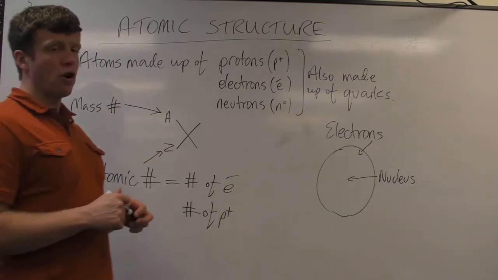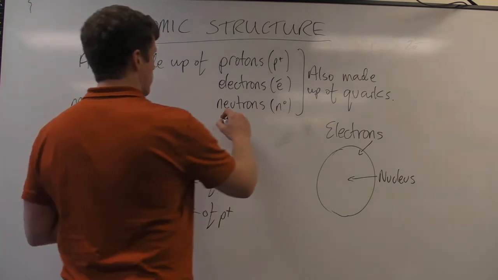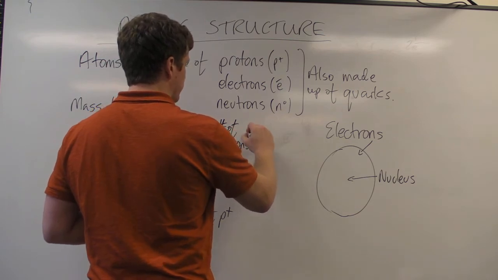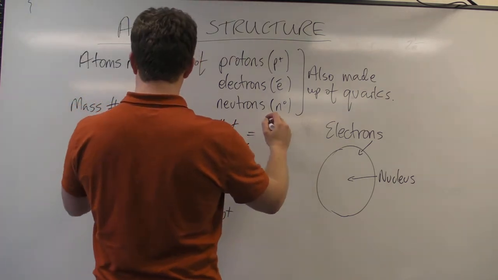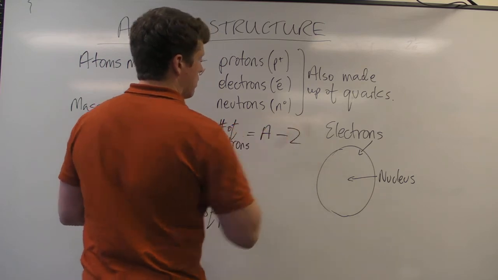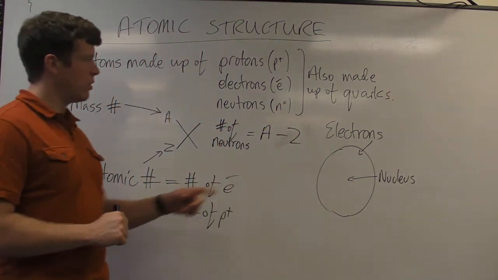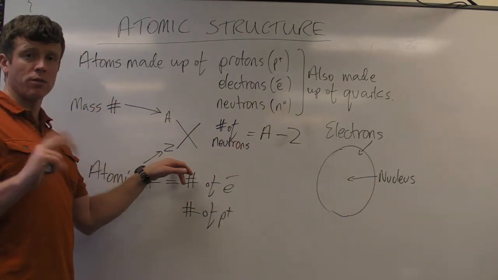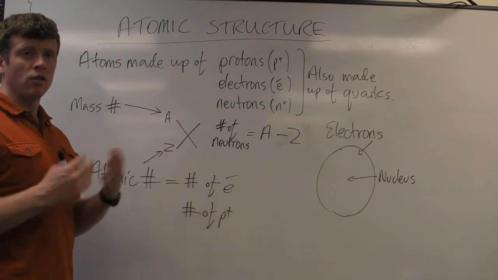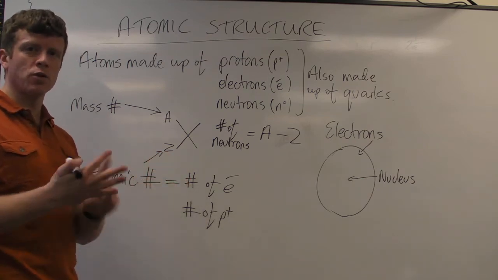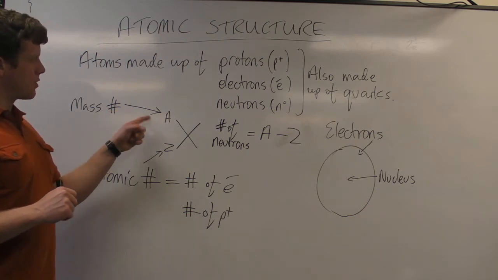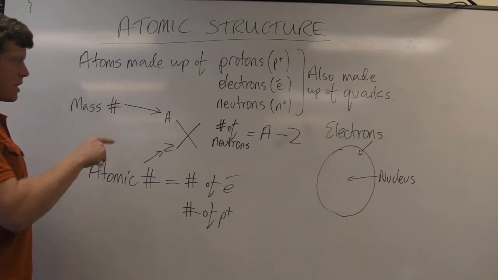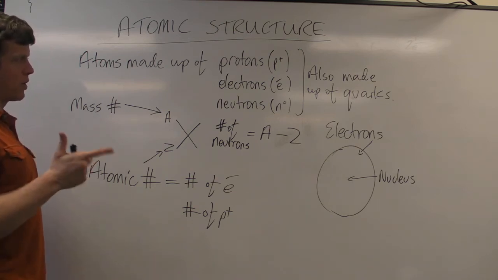So if you need to know the number of neutrons in an element, you take the mass number, so that would be A, and you subtract Z. This difference would give you the number of neutrons. All you have to do to figure out the number of electrons and protons, though, is just look at the atomic number. So, for example, if it's 25, that's 25 electrons, 25 protons. The number of neutrons, though, you have to do this little sum. So that's how you figure out the number of electrons, protons, and neutrons.